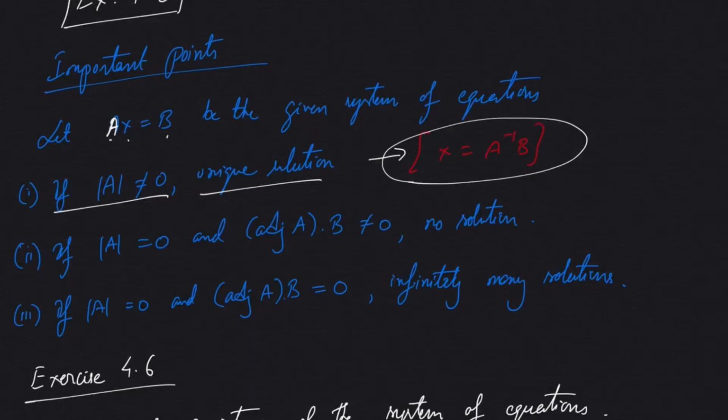If determinant of A is equal to 0, then two cases arise. You will find the product of adjoint of A into B. If it is not equal to 0, there is no solution. If it is equal to 0, then it will have infinitely many solutions.